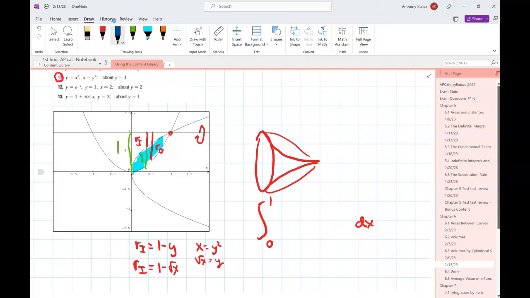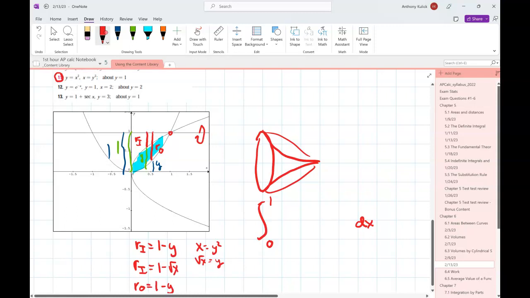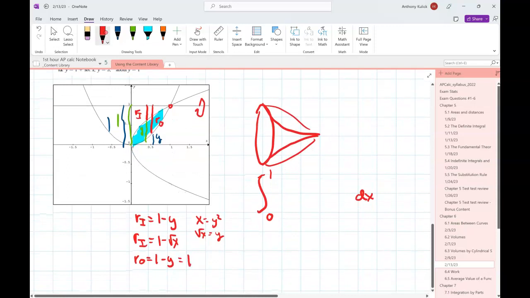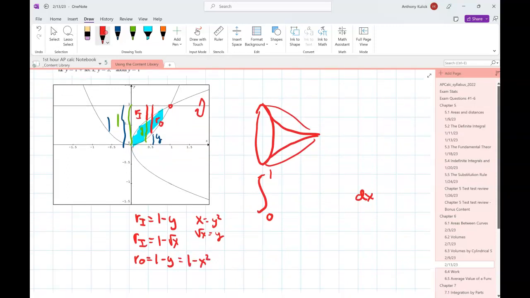Let's do Ro, the outer. Again, that distance is 1. That distance is y. It's 1 minus y. And there I know that y is equal to x squared. So I have that. So we have pi times 1 minus the square root of x squared minus 1 minus x squared squared.